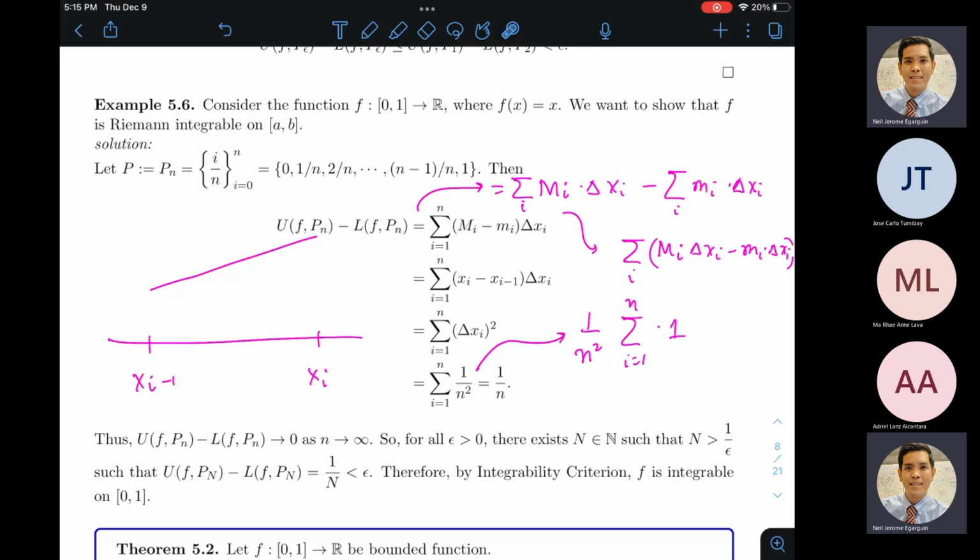And by definition of convergence of a sequence, given any epsilon greater than 0, there exists a capital N element of the set of natural numbers such that capital N is greater than 1 over epsilon, such that if, dapat ito ay may if, okay?